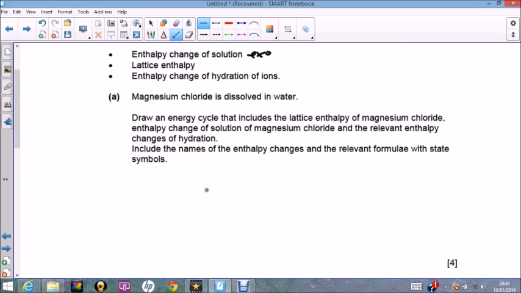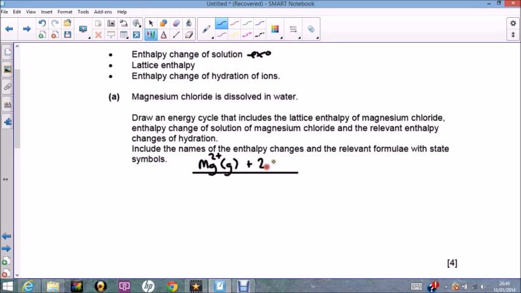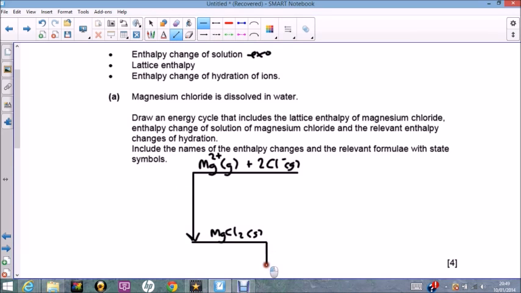So if we're going to draw one the way that we would be expected to, we're going to start off with gaseous ions at the top, we're going to have an arrow down to our ionic solid. I've just told you that the enthalpy change of solution is exothermic. If you didn't have that information, you drew it as endothermic, you'd get the marks anyway. But if you're given the information, you must make sure that you check it. So we're going down to the ions in solution.